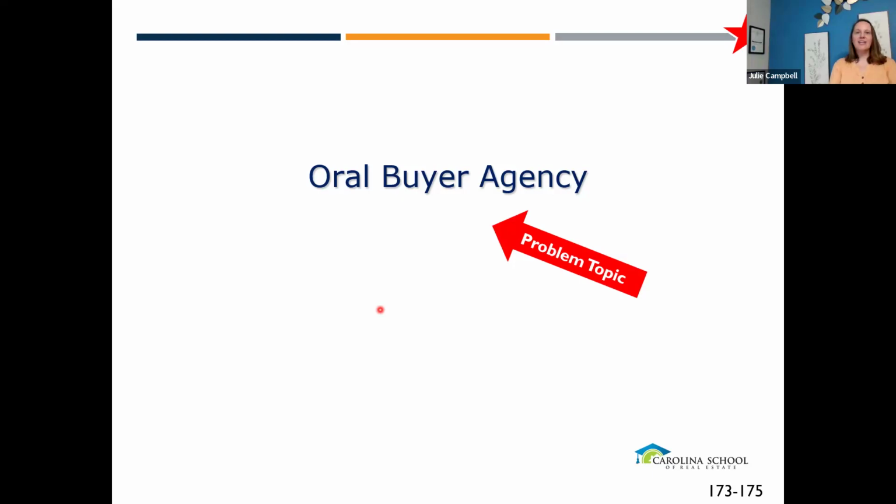Nope. In buyer agency, what do I owe the buyer? OLD CAR. Wouldn't you give them OLD CAR? Buyer agency is agency. I owe this buyer in an oral buyer agency agreement OLD CAR.